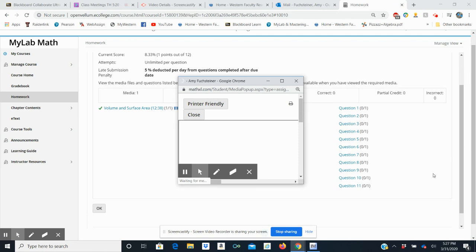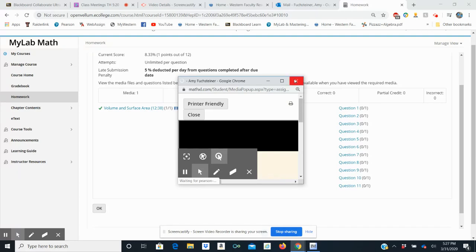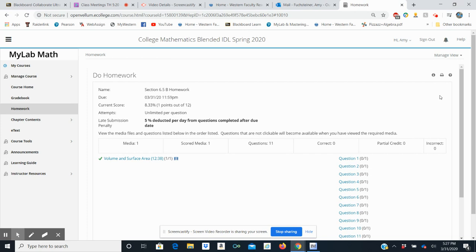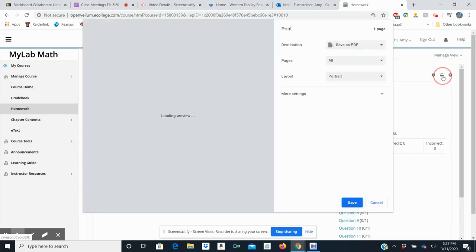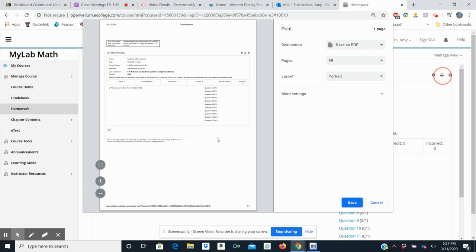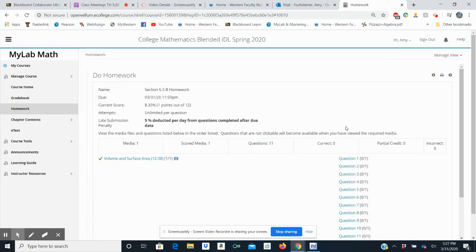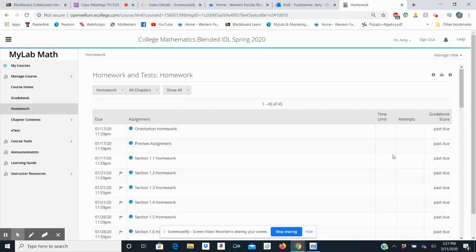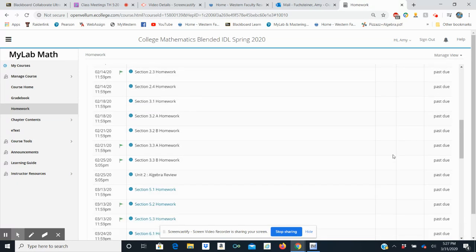We stop it. We shouldn't print page. It should offer to print the assignment. Nope. Print page is off. What is this doing? All right, well, this is not going the way I wanted it to. Homework. Yeah, all of mine is past due. That's fine.